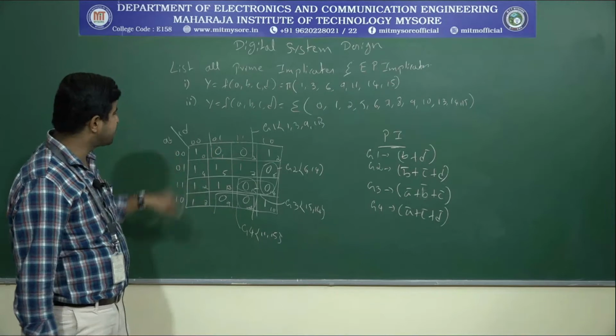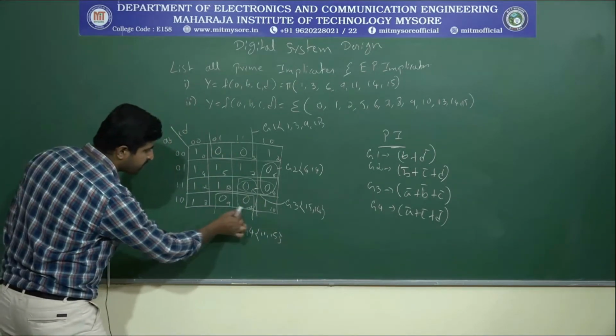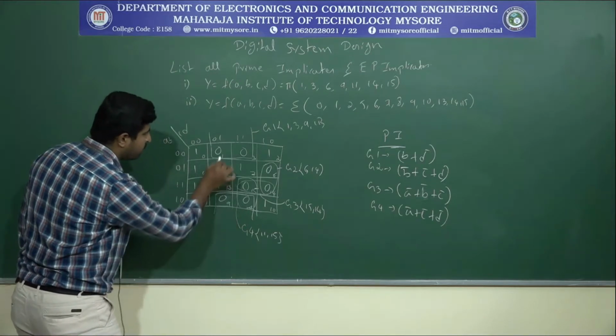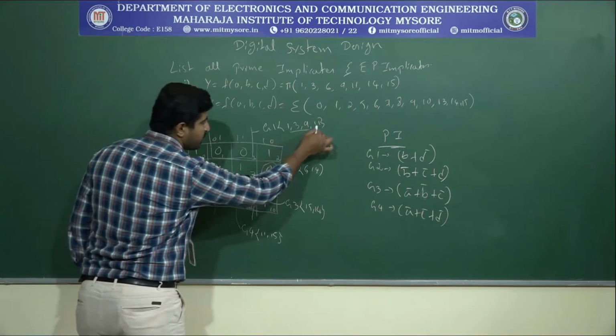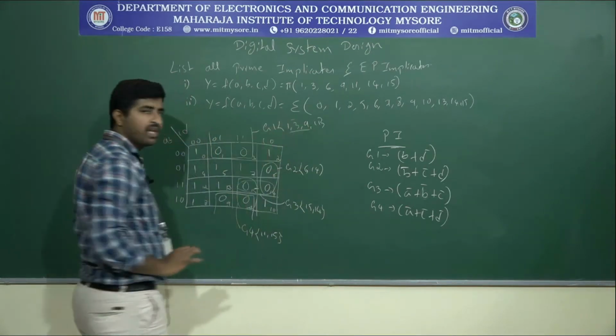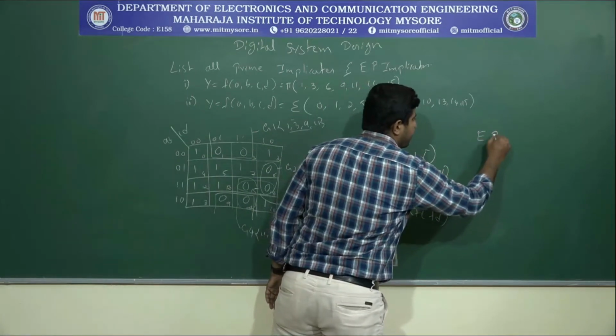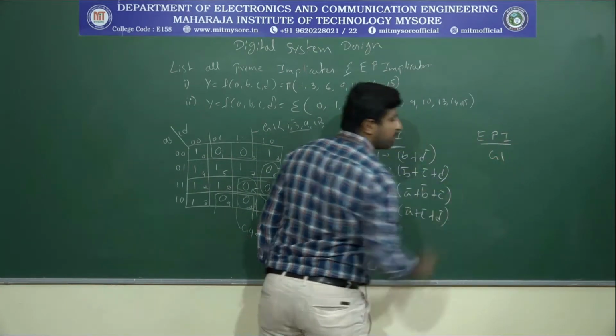Let us see the essential cells, that means those which are not shared with any other group. See here, the cells numbered 9, 1, 3. We won't see them anywhere else. So, these cells are the essential cells. That means we can say essential prime implicate G1 will come.